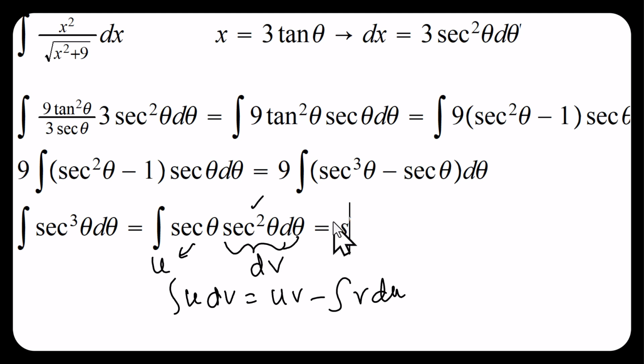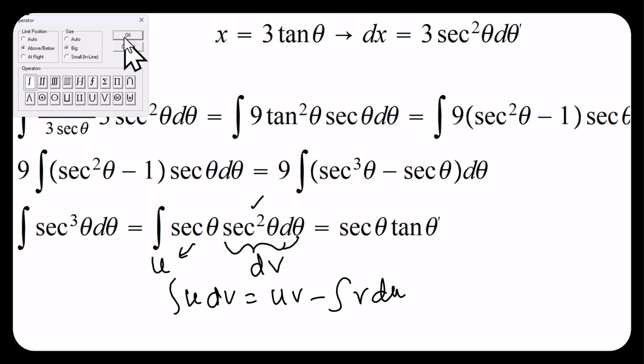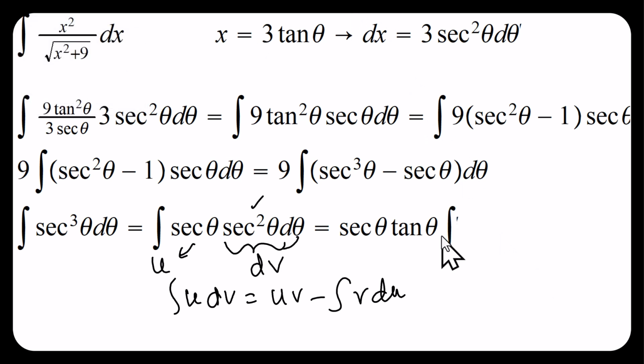So we get u, which is secant of theta, then v, and we found out that v is tangent of theta, right? And then we have, sorry, first we have a minus sign, then the antiderivative of v, which is tangent of theta, and then du. So u is secant theta, and what is the derivative of secant theta? That is secant theta tangent theta, and I'm writing d theta then.